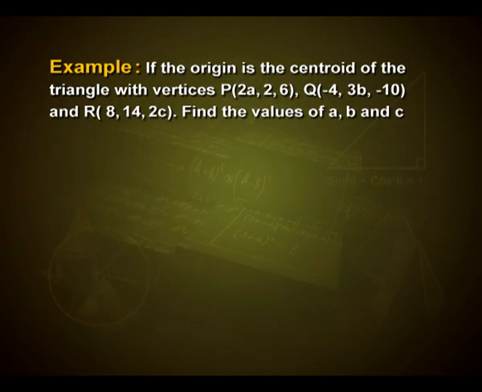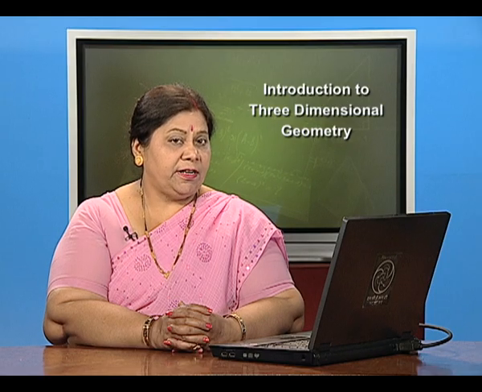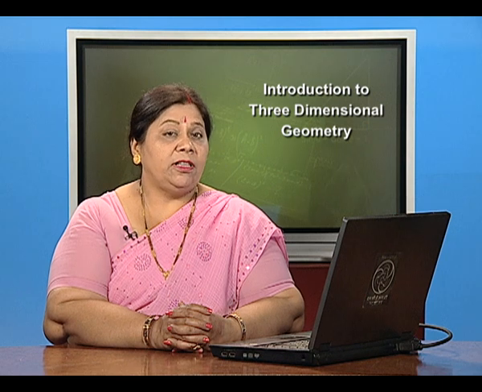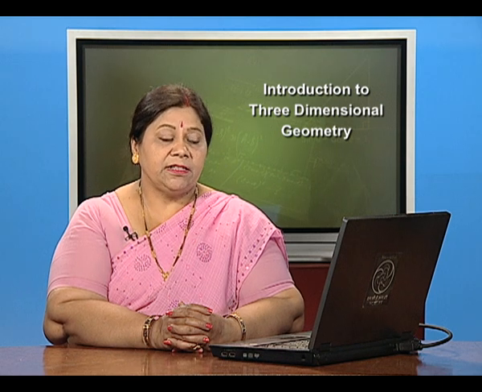If the origin is the centroid of the triangle with vertices P (2a, 2, 6), Q (−4, 3b, −10) and R (8, 14, 2c), find the values of a, b and c. As we know, what is a centroid? It is a point where all the three medians of a triangle meet.